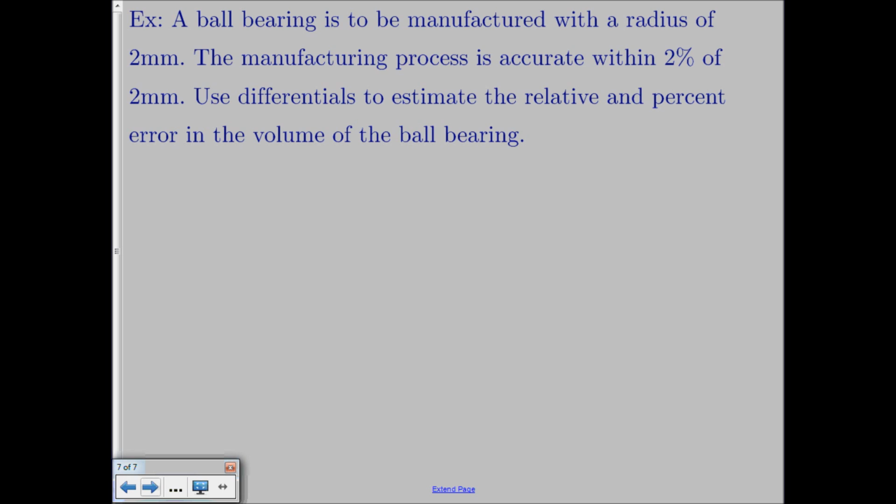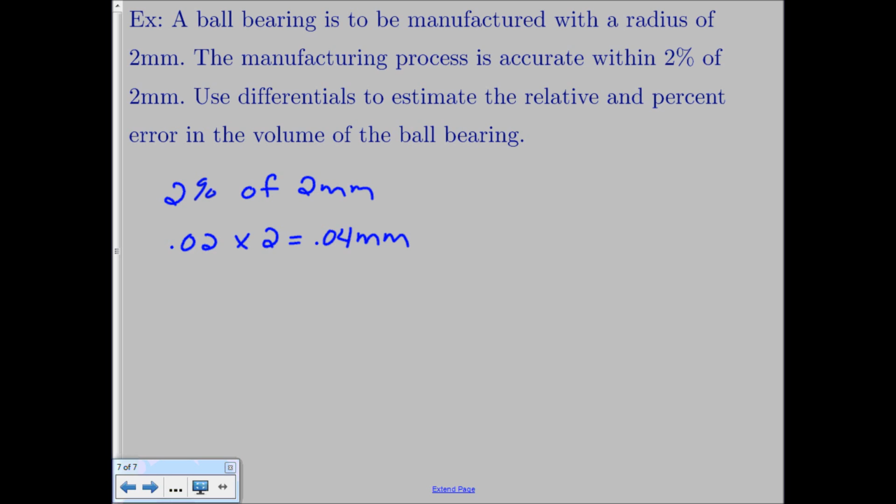First we want to figure out how accurate we are. So what is within 2% of 2 millimeters? We want to find 2% of 2 millimeters first. To do that, we change the 2% into a decimal and then multiply it by 2. When we do that, we get 0.04 millimeters.